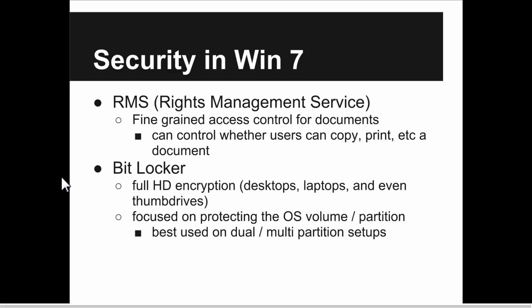The Rights Management Service is a fine-grained access control for documents. It can control whether users can copy, print, open, edit, etc. a document. BitLocker is also very important, especially for laptops and even thumb drives. It offers full hard drive encryption and is focused on mainly protecting the OS volume. Though for laptops it's important to have any data volumes also protected with hard drive encryption in case they get lost. Say it's a government laptop and it gets lost and missile codes are stolen. It's not a good thing.